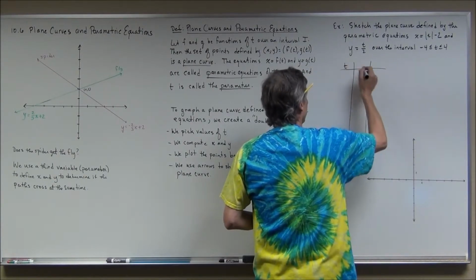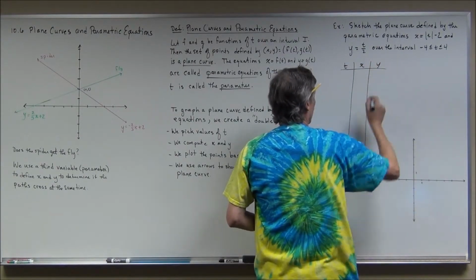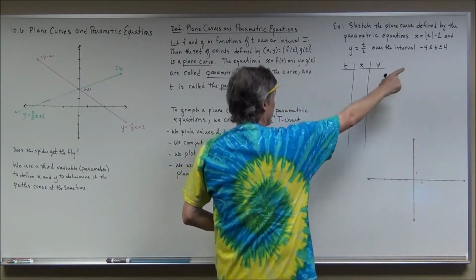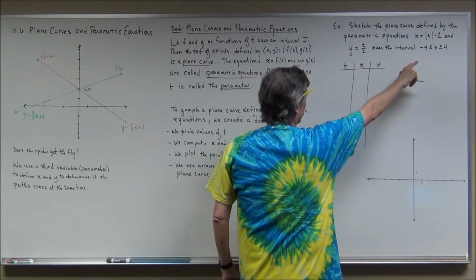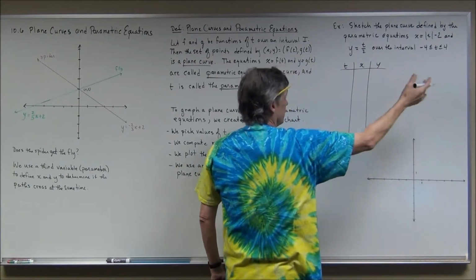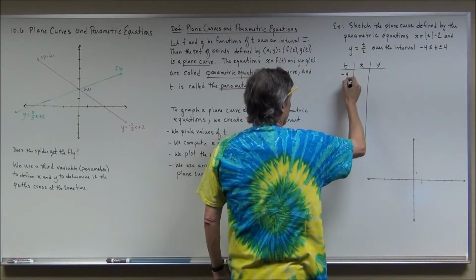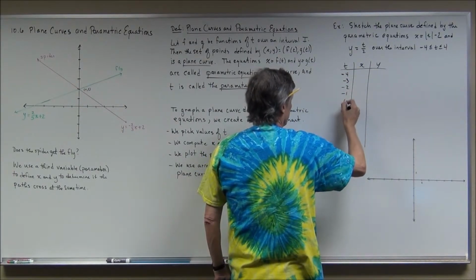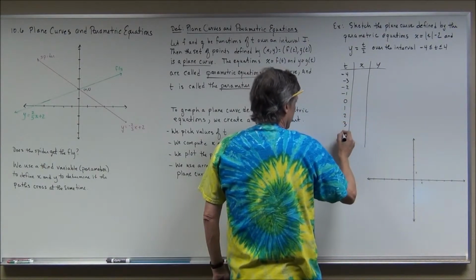So I'm going to have t, and I'm going to have x, and I'm going to have y. So I'm going to pick values. Now to make life easier for myself, t could be any number in there. I'm just going to use the integers. So I'm going to go -4, -3, -2, -1, 0, 1, 2, 3, and 4.